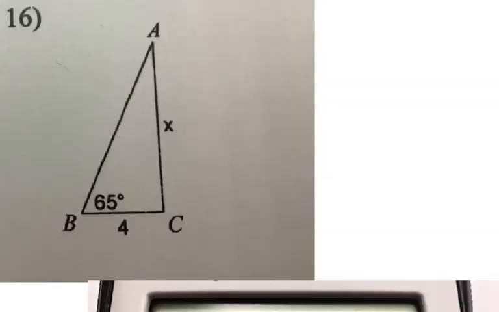Okay, let's do 16 together. On 16, step 1, we mark our angle. We are given the angle 65 degrees. Notice X is opposite again of the angle. We don't know the hypotenuse over here though, but we do know the 4, which is adjacent to our angle, right? So, what uses opposite adjacent?